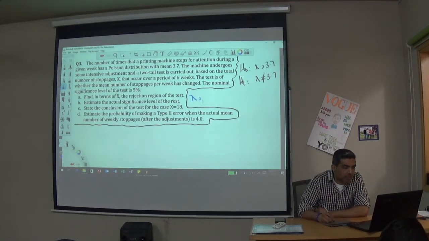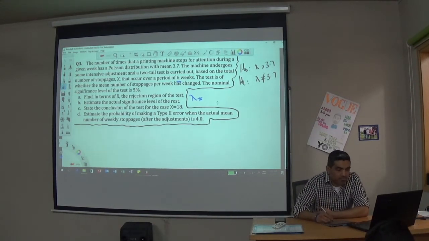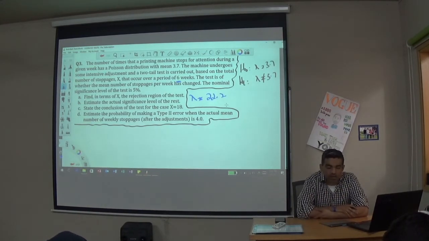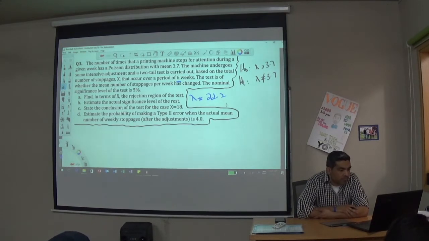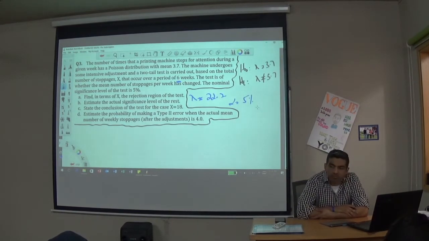The lambda that we will be using for calculations would be 3.7 times 6, which is 22.2. That's the lambda that we will be using in the calculation. Alpha is 5%. Find in terms of X the rejection region of the test.